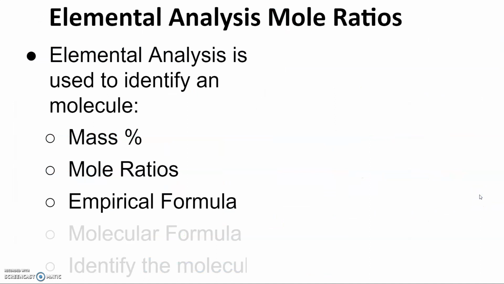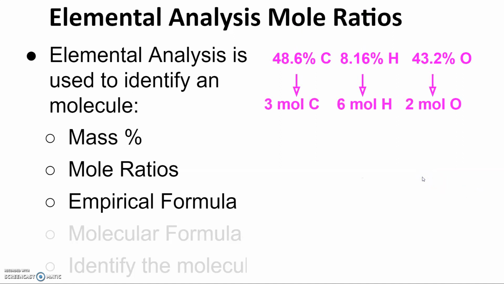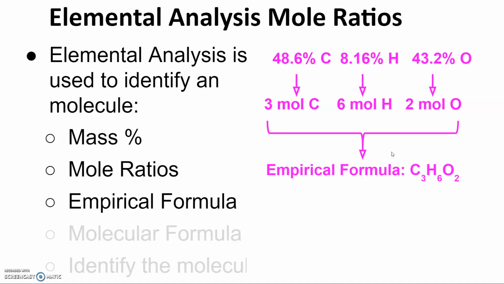Okay, so the process here is going from the mass percents to the mole ratios. So when we divide by small and then multiply to the whole, that's when we get our mole ratios. And then from there, we can get our empirical formula.